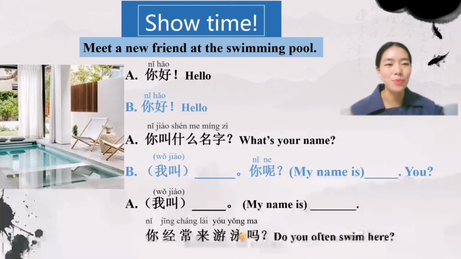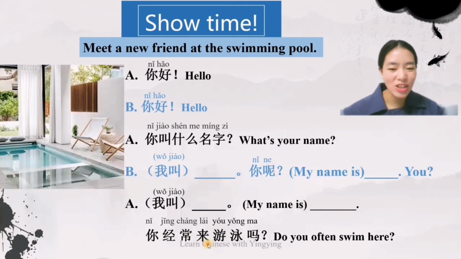One way to break the ice is use this sentence. 你经常来游泳吗？ Do you often swim here? So this is one way to breaking the ice.